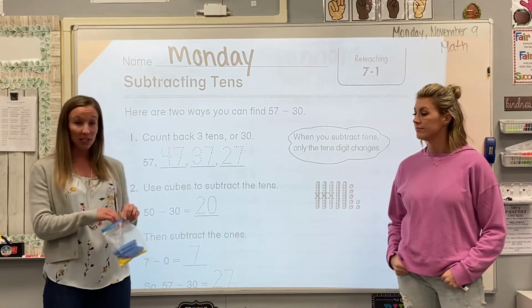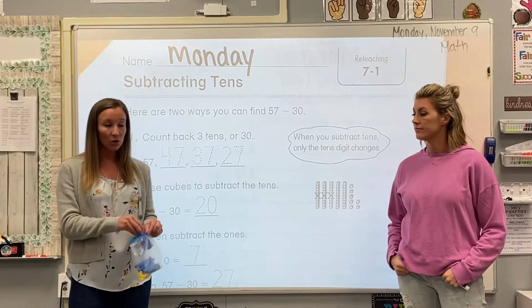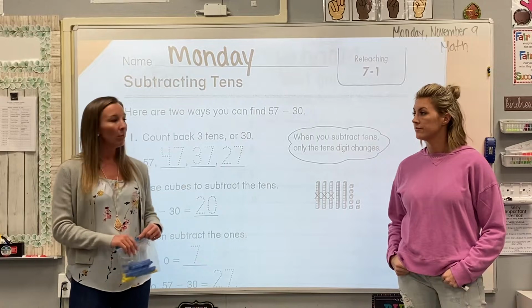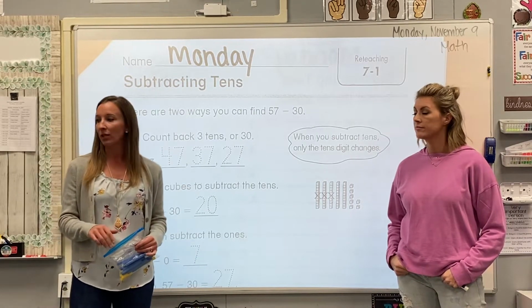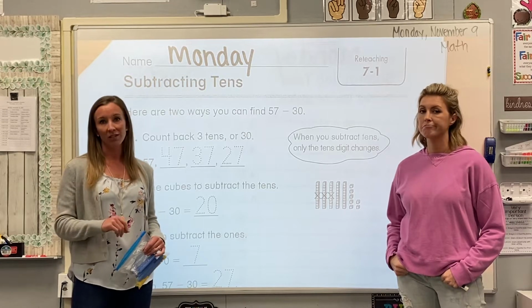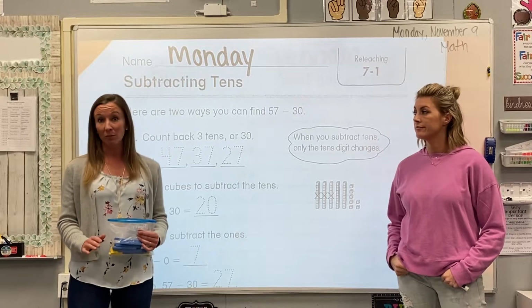If you have manipulatives or math tools, we've been calling them, at home, like tens and ones rods, you're welcome to continue using them. But for today's lesson, we're actually going to show you how to manage your time a little bit more easily by just drawing the tens and ones on your paper, and that might take a little bit less time for you, and it might be a little bit easier.